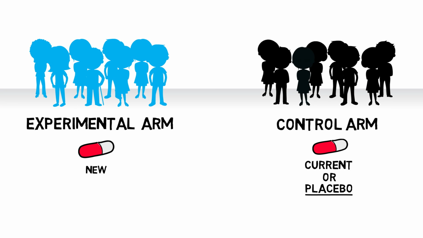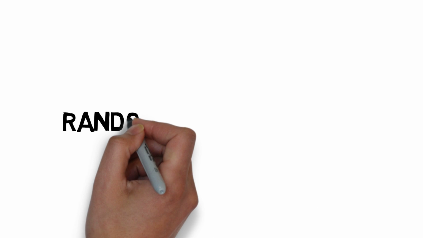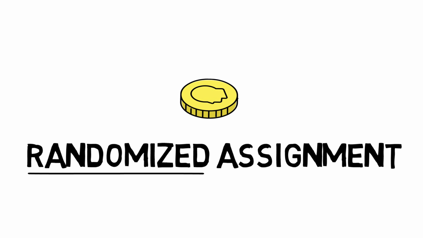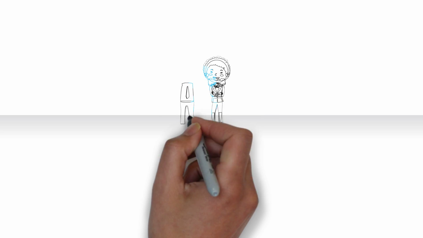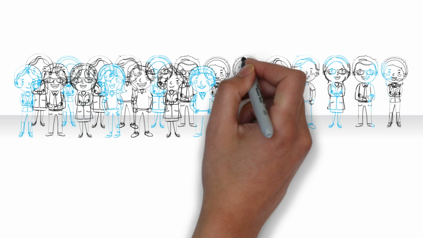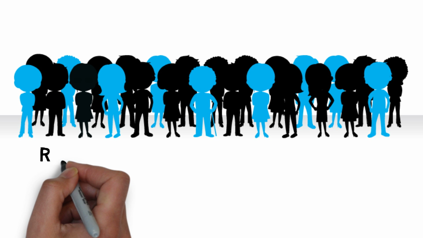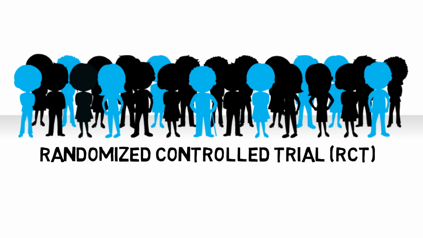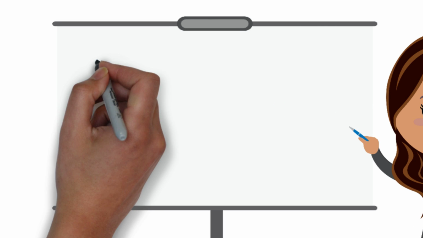For the comparison to make sense, researchers make sure there aren't any major differences between the two groups, apart from the new intervention. One way to do this is to use randomized assignment. Randomized means that the decision to assign a volunteer to the experimental or control group is done completely by chance, like a coin flip. This way, the group that the volunteer will be in is not decided by the researcher or the volunteer, and no one can unintentionally influence the study results. So, a randomized controlled trial, or RCT, is a clinical trial with research volunteers randomly assigned to groups in order to test an intervention. RCTs are just one type of research.